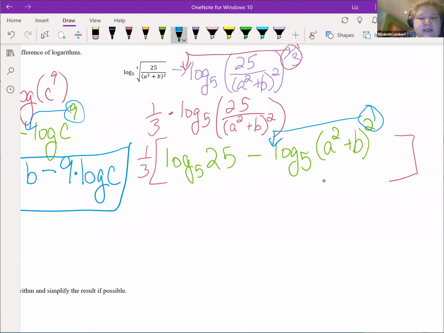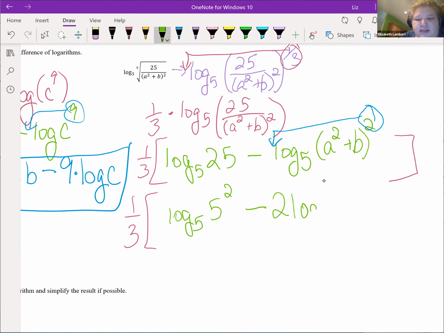It does indeed. So let's recopy the ugly 1/3. And this is indeed now log base 5 of 5 squared. So it's just going to become a 2 minus, now that 2 comes down. And this is log base 5 of a squared plus b.